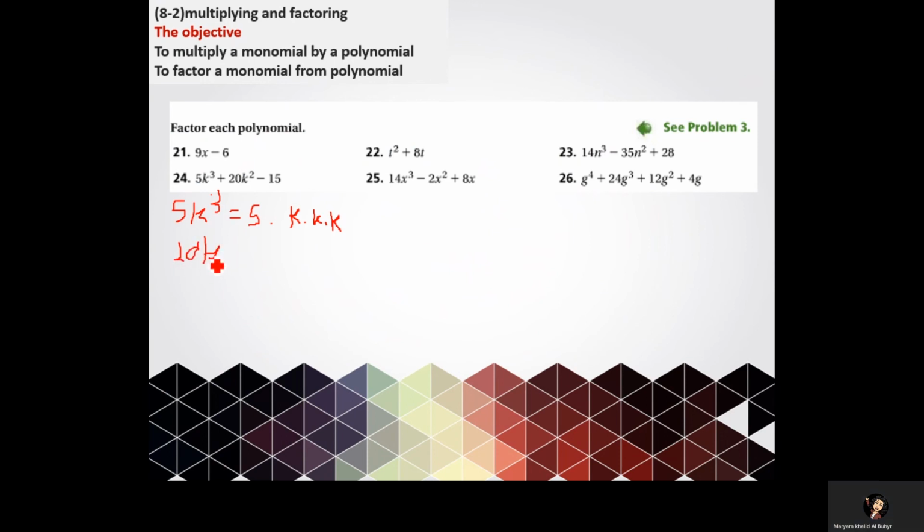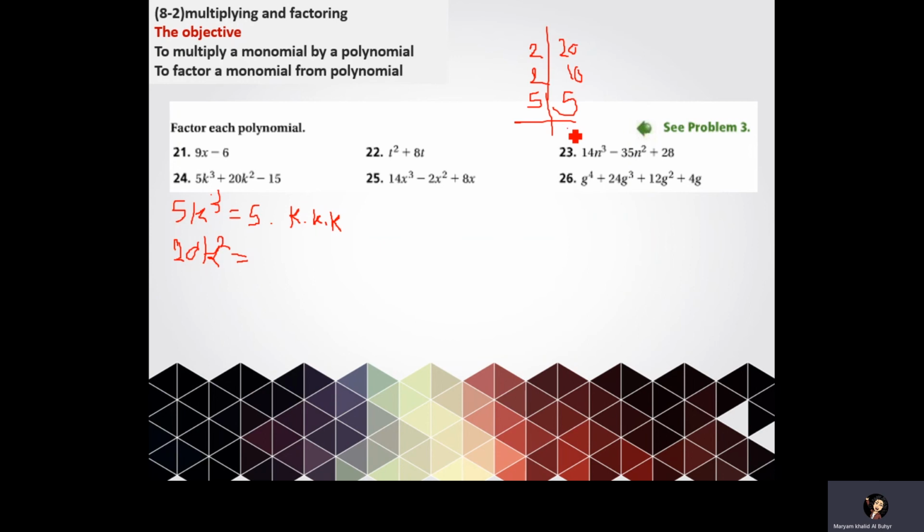20k squared. So how can I factor this out? So 20, you can start by 5 or 2, it's up to you. Finally, you will get the same result. If I start by 2, I will get 10. Then 2 again, I will get 5, then 5.